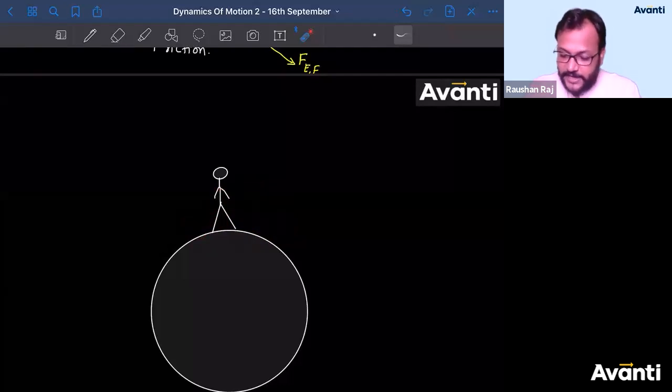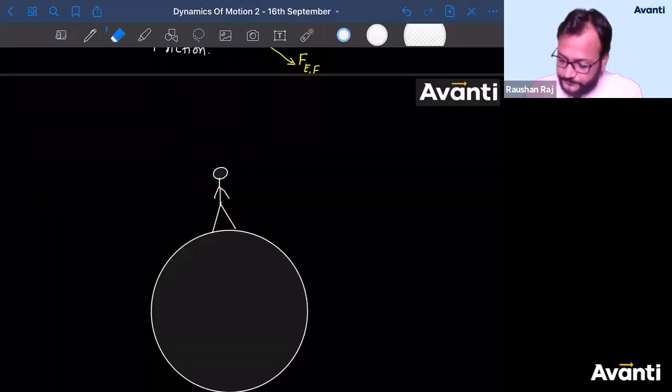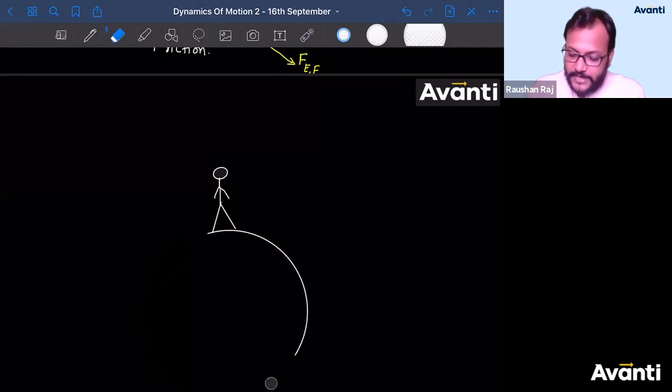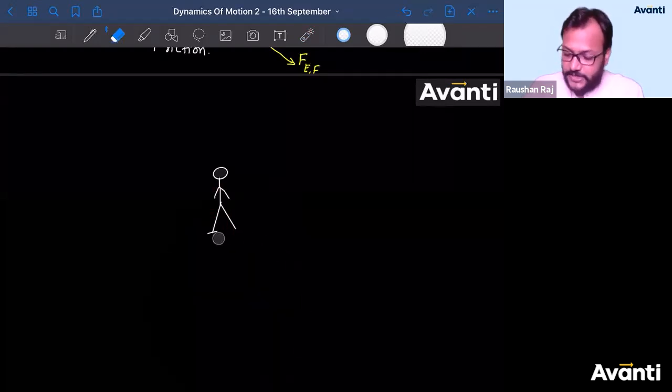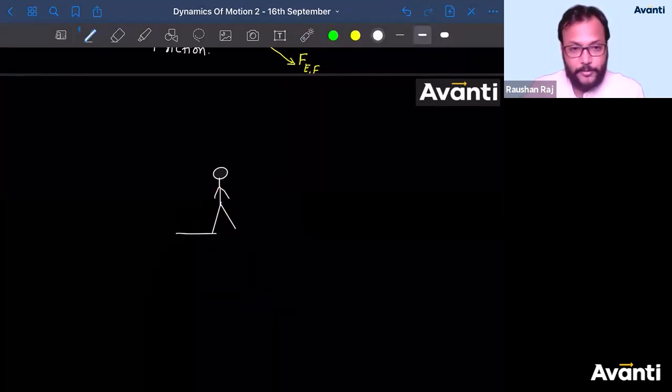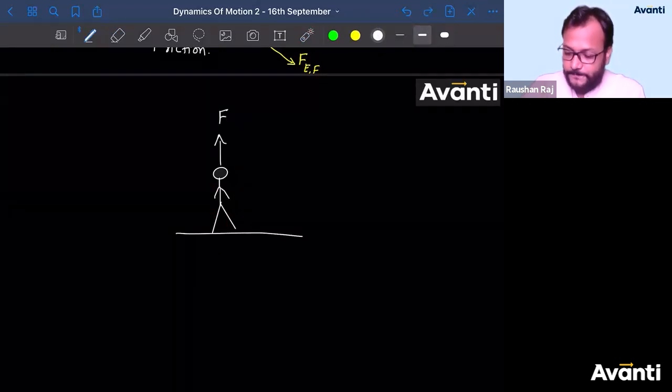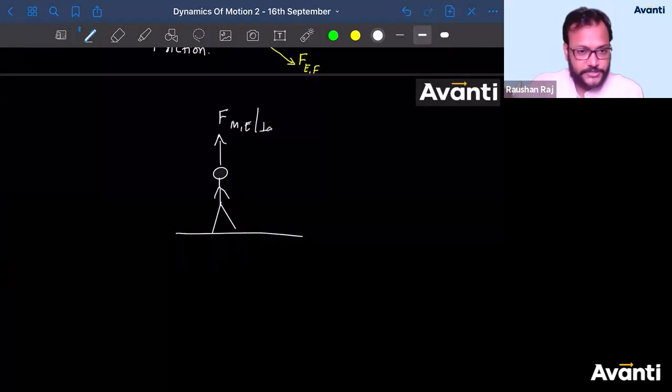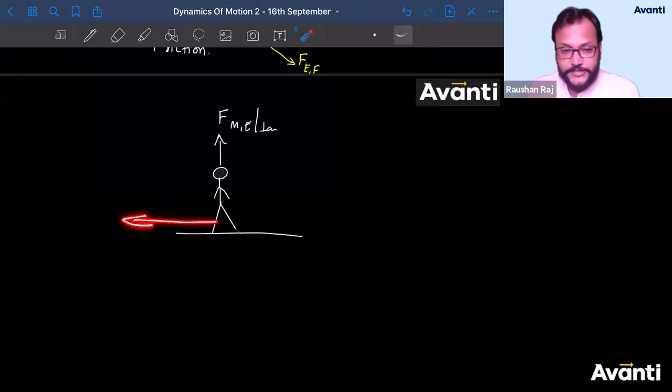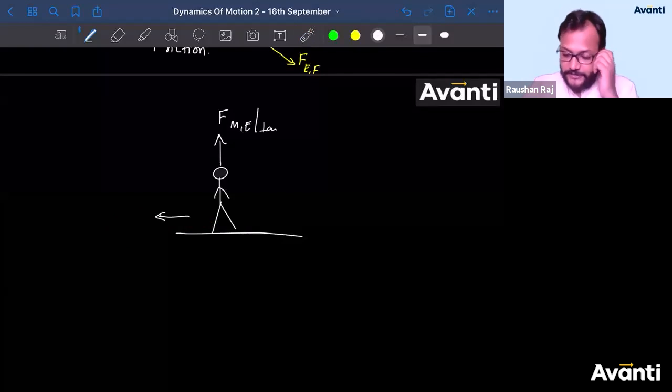Now if this man, let me erase this circular part to avoid confusion. Now imagine, one force has been applied. Now one force is in the right upward direction, force on the man because of the earth in perpendicular direction, perpendicular to the surface. Now when he tries to move in leftward direction, so what will he do actually?